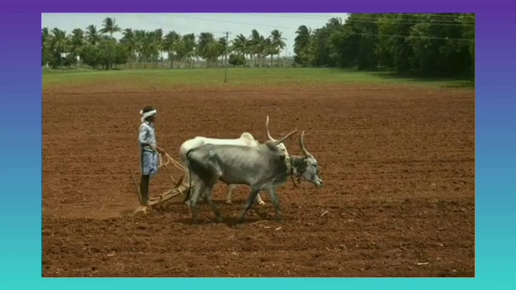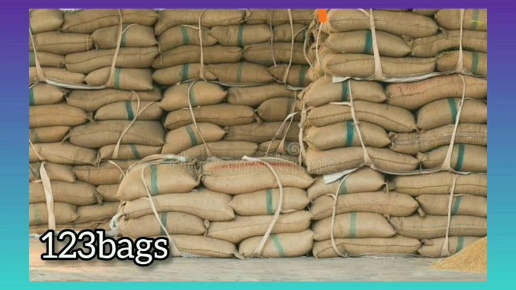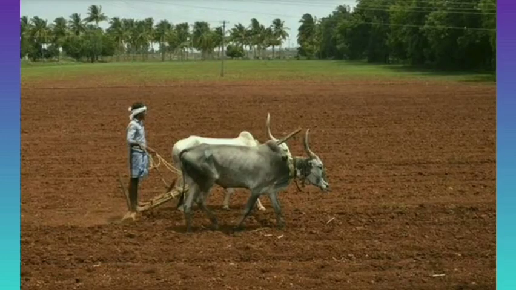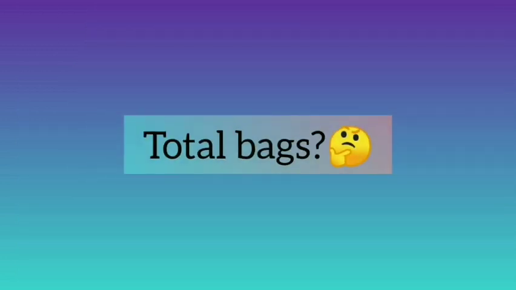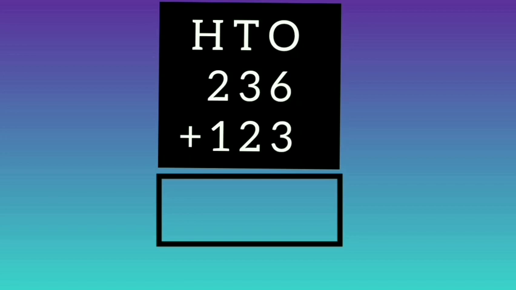Listen carefully. There was a farmer. He has 236 bags from his first farm and 123 bags from his second farm. Here, he wants to sell all these products in the city. First, he wants to find out how many bags there are in total. For that, he wrote 236 plus 123.